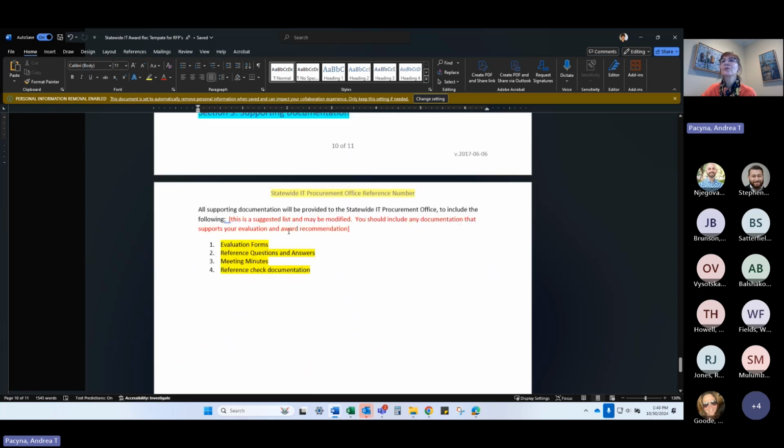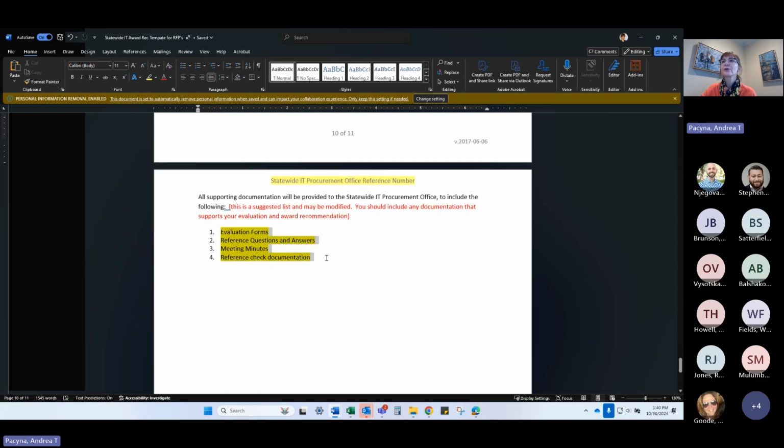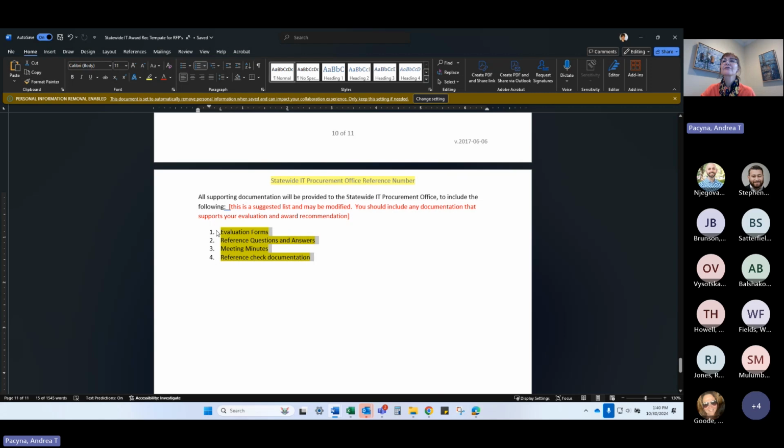Now, please be mindful, and this is a sore spot. They reference all these forms, and half the time the agency doesn't give them to us. Please make sure that you have them in your procurement file. You may even want to have a separate file folder called award recommendation and supporting documents. Okay. We want to have all of that collected.